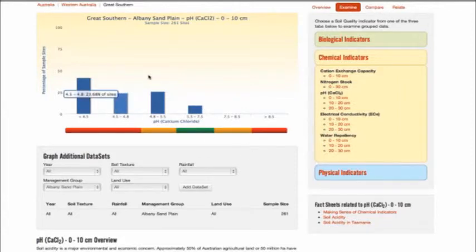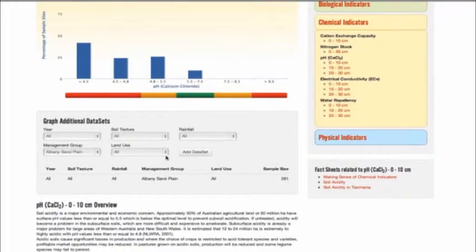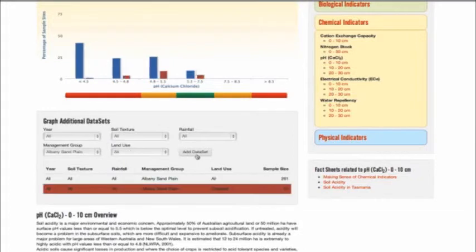Now that's looking at all the sites we went to. There are a range of land uses and a range of soil types there. So what we can start to do is say, well, let's break this down. Let's look at the land uses and how that's impacted on pH. So we've got crop soils. We can add a data set there and see what it looks like.